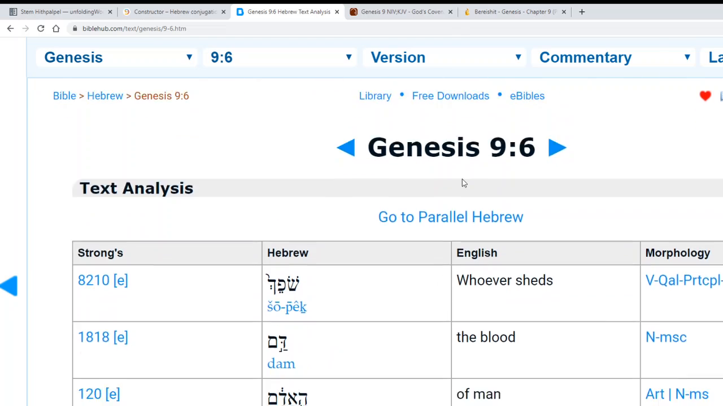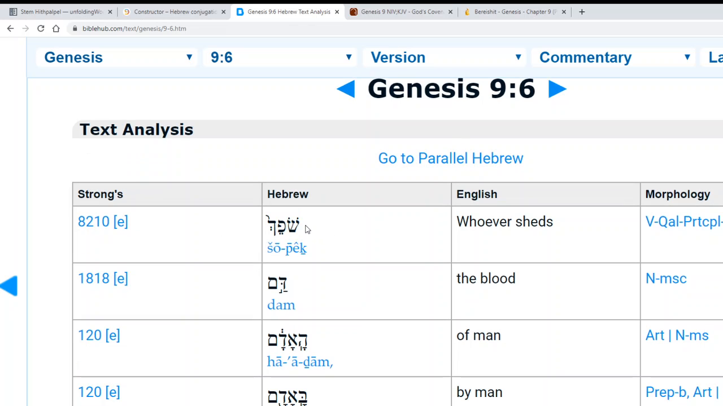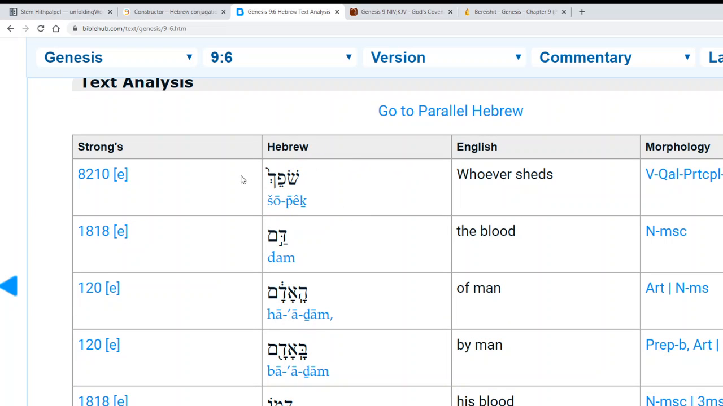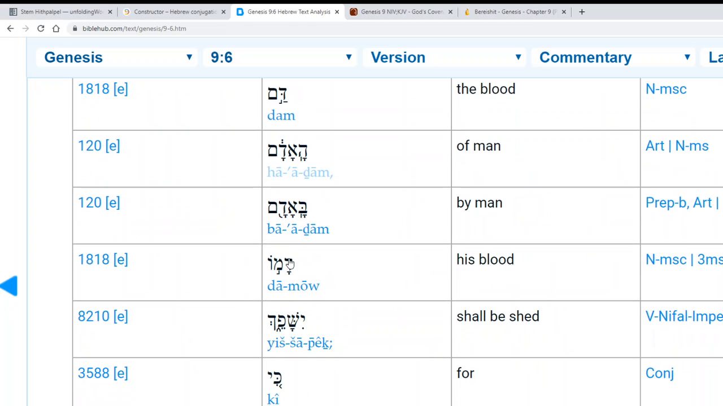Right? So shofech, the root here is shin pei chaf, not chet. Shofech means to spill, and you can use your concordance. It shows up a lot. Shofech is someone who spills, in the present tense. Shofech dam ha'adam, the blood of man, and this is in the construct form. That's the article, and Adam is man.